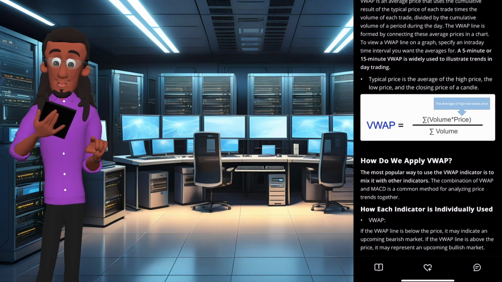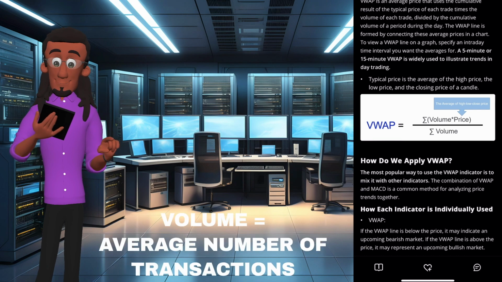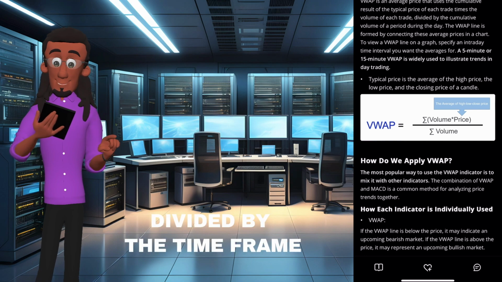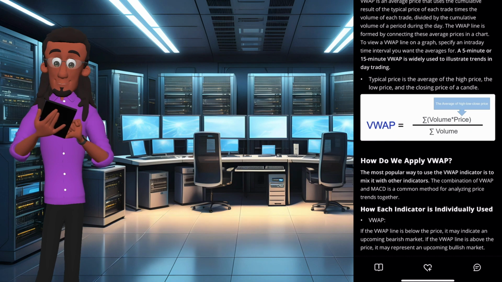So the typical price, if it's normally about $5, we multiply that times the volume of each of those trades. So how many people were buying and selling, how many transactions were occurring at that price point, and then we divide that by the cumulative volume of a period during the day. So that might be a 15-minute block, a 5-minute block, a 20-minute block, an hour. All right, so that is the formula for the VWAP.